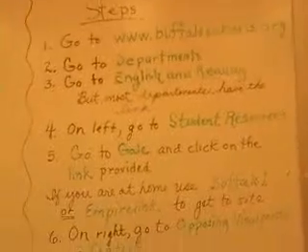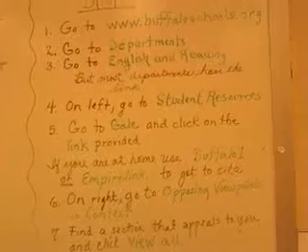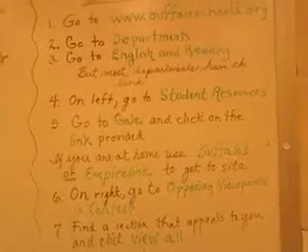So let's just go back and review. We can go back to the wall. You're going to go to www.buffaloschools.org, go to departments, go to maybe everybody's favorite department, English and Reading, and go to the right, go down, click. Now when you're on the English page, you're going to go to Student Resources.